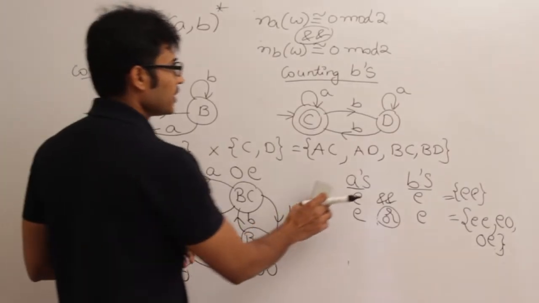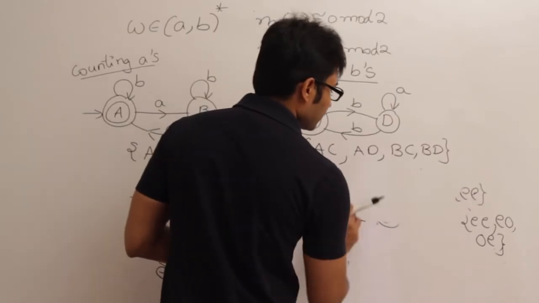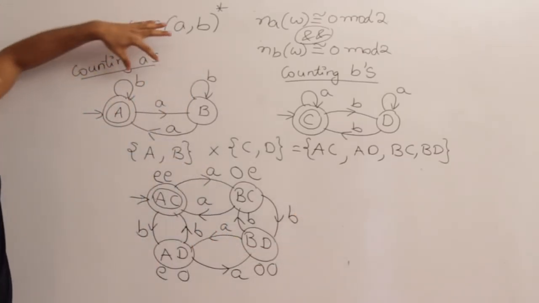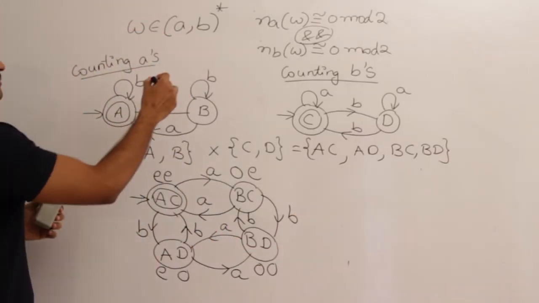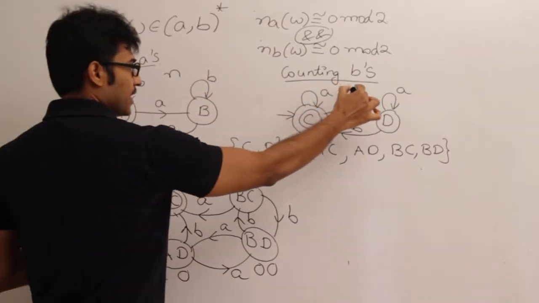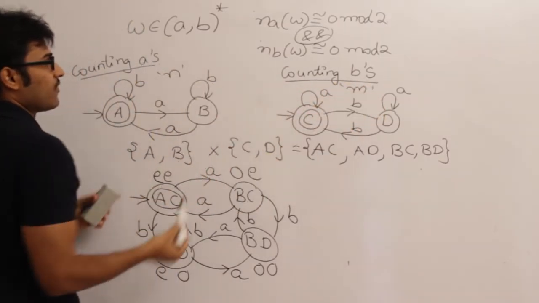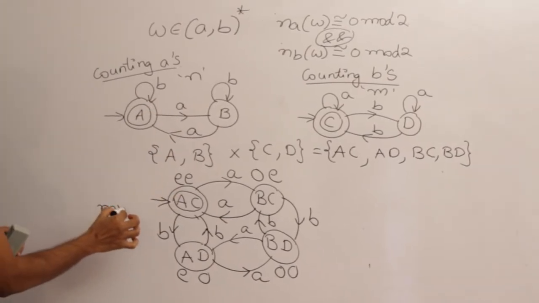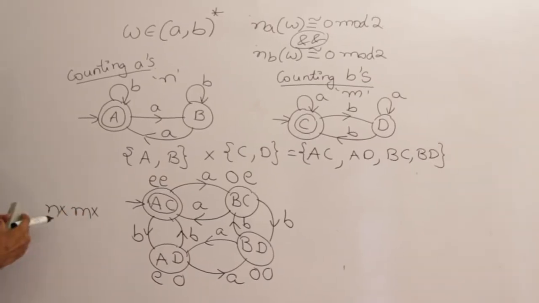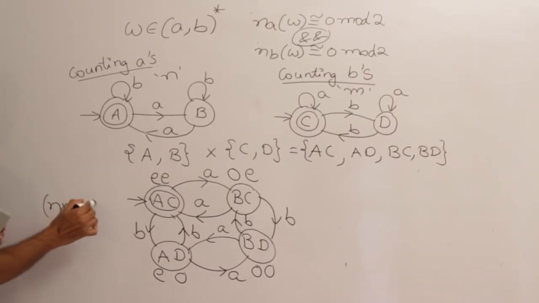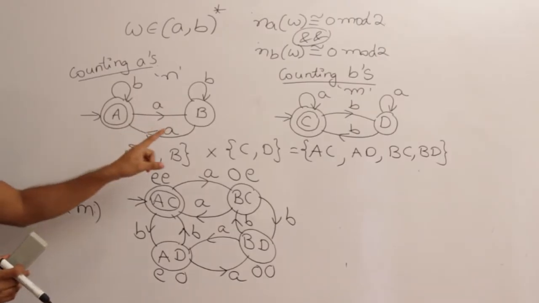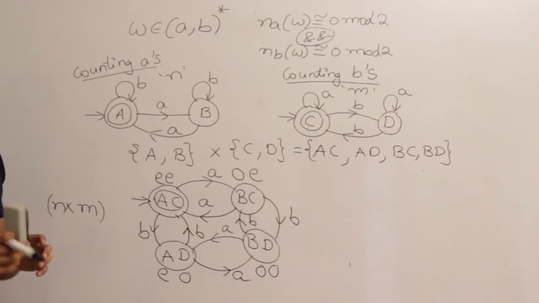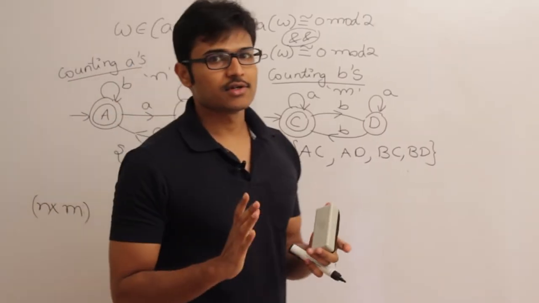And one point worth noting here is the cross product method. If a automata, a DFA, contains n number of states, and if other DFA contains m number of states, then the final DFA which is obtained by cross producting of these two will contain n cross m, n into m number of states. Which means if one automata contains 2 number of states and if the other one contains 2 number of states, then the cross product is going to contain 4 number of states. So similarly, you can extend this question to any number.